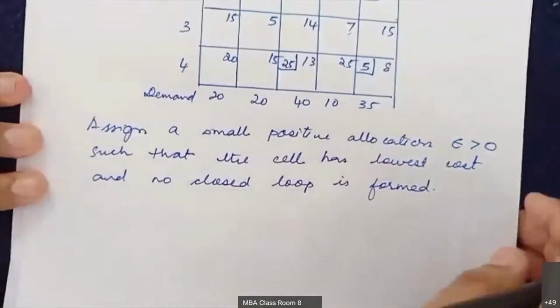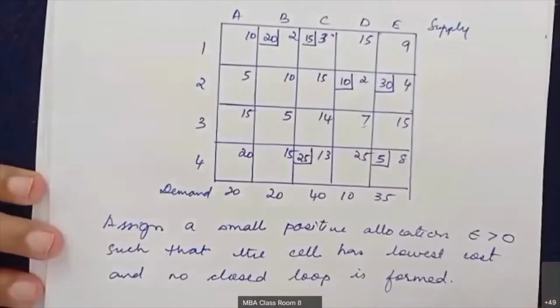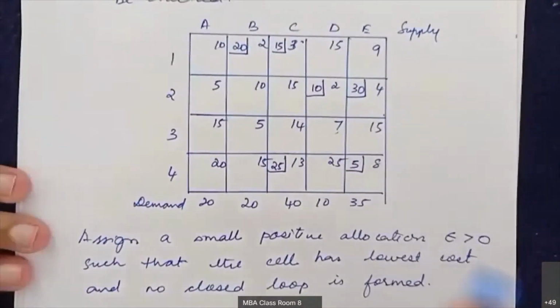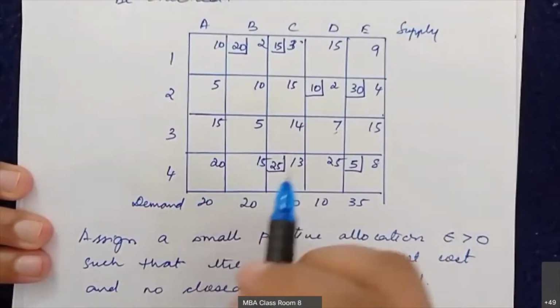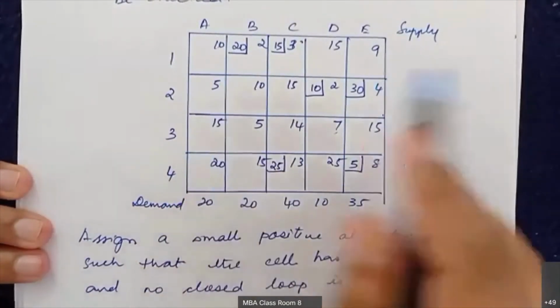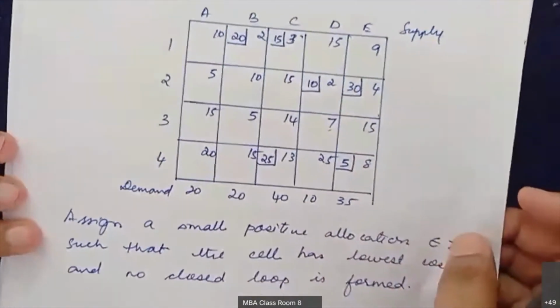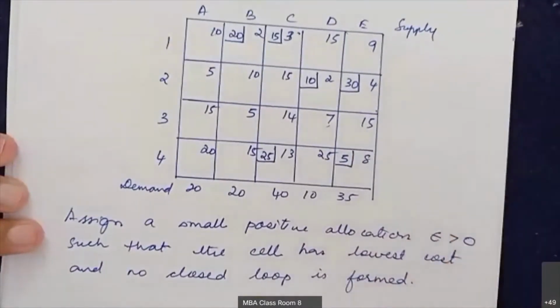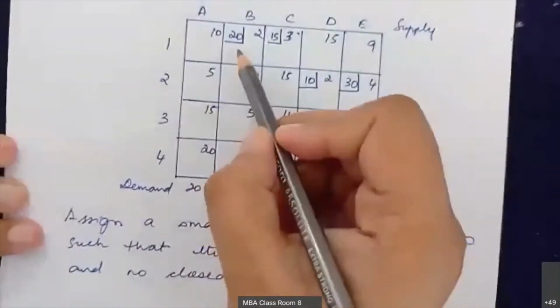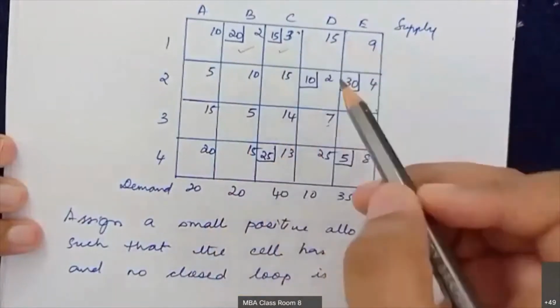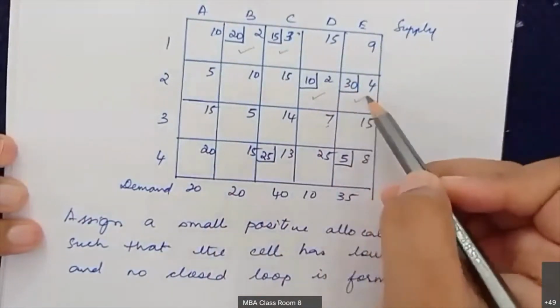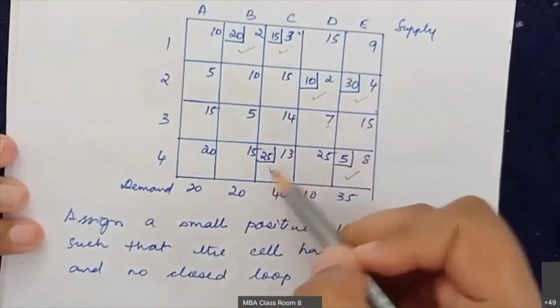Okay, from that cell. Can you tell me which cell that is? Here, which is the empty cell having the least cost? From this matrix, which is the empty cell? Which are the occupied cells? Here, this is occupied, this is occupied. This one is occupied, this is occupied, this is occupied, and this is occupied.